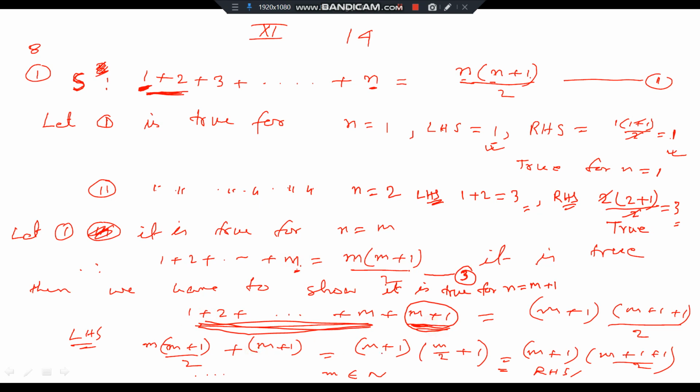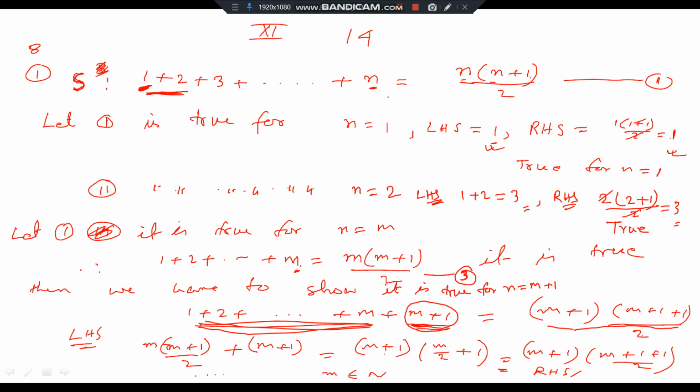Now here if you take m plus 1 common, then here it is m by 2 and here 1, m by 2 plus 1. Now if you do LCM here, then it is coming m plus 2. M plus 2 means m plus 2 by 2. Now see the right hand side, here also you see m plus 1 into m plus 1 plus 1 by 2. That means we have got RHS. So we have got it is true for n equal to m plus 1. Therefore, by mathematical induction, we can tell that the statement considered is true for n equal to m plus 1. All the sums we have to follow this technique.